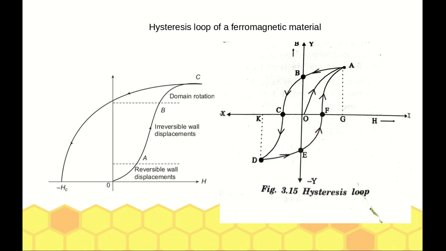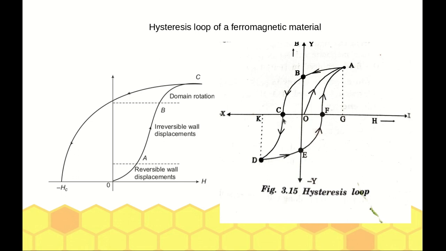So, retentivity is the amount of magnetic induction, which means this segment OB, retained in a ferromagnetic material after removing the magnetic field. Beyond this, we have to supply a reverse magnetic field in this direction. Then only will the magnetization reach 0.